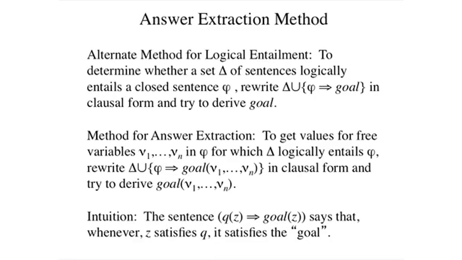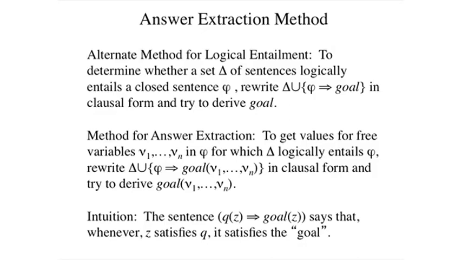So why are we doing this? The reason is that a simple extension of this method allows us to extract answers from our proofs. Suppose we have a sentence with some free variables, nu1 through nu-n, and we want terms such that when we substitute those terms for the variables, the goal sentence is true. If we modify our method just a little bit more, we can get resolution to give us these answers.